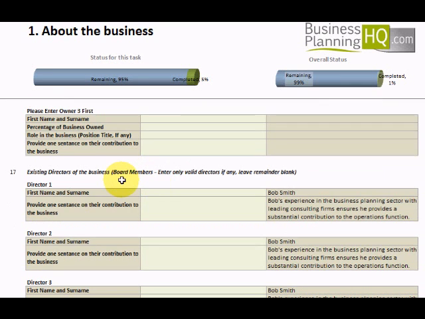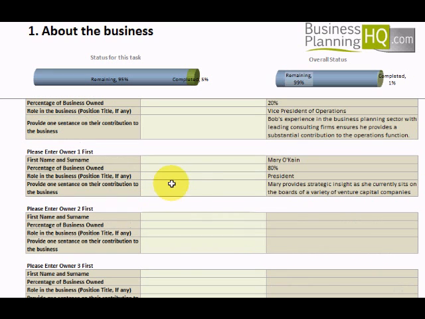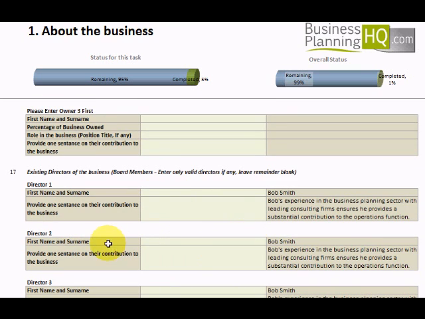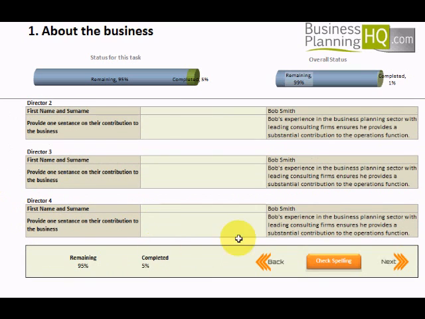Moving down to the directors, obviously only relevant if it's a company of some form. Again, enter the name of the first director and a sentence on their contribution. You can just set this cell equal to an earlier cell if their contribution is the same, just to save you re-entering that information. At the bottom here we've got an overview on percentage complete, back and next to go to section 2, the business scope.